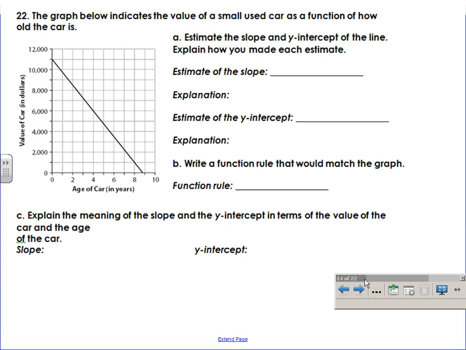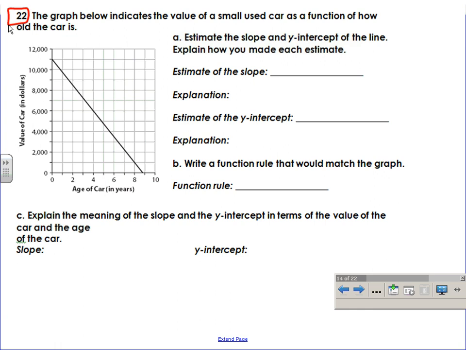It's Mr. Gordon here with a couple problems off the test review. So number 22, I'm working on number 22, is a review question of linear functions. It says the graph below indicates the value of a small used car as a function of how old the car is. Part A, estimate the slope and y-intercept of the line. Explain how you made each estimate.